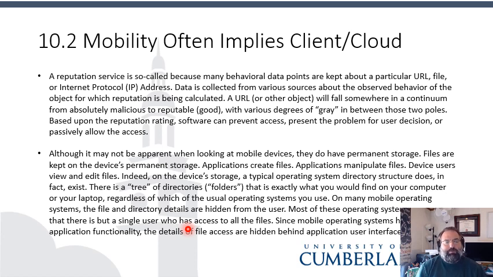A reputation service is so called because many behavioral data points are kept about a particular URL, file, or internet protocol. The data is collected from various sources about the observed behavior of the object for which reputation is being calculated. A URL or other object will fall somewhere in a continuum from absolutely malicious to reputable and good, with various degrees of gray in between those two poles. Based on the reputation service, software can prevent access, present the problem for user decision, or passively allow the access.